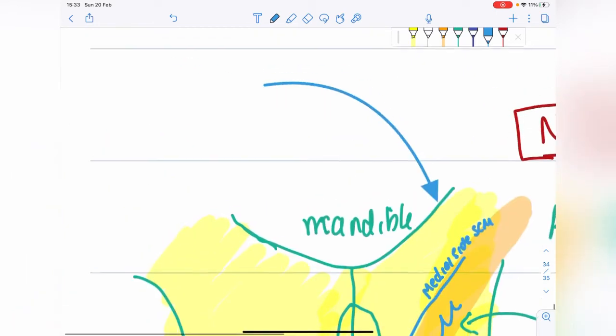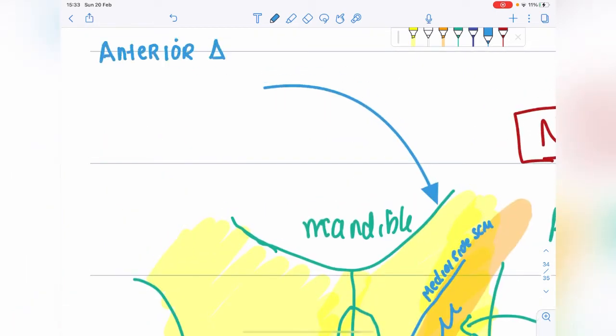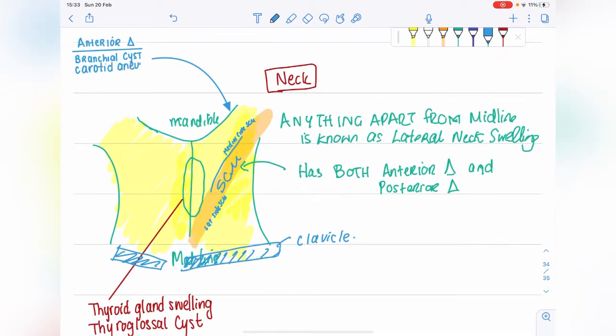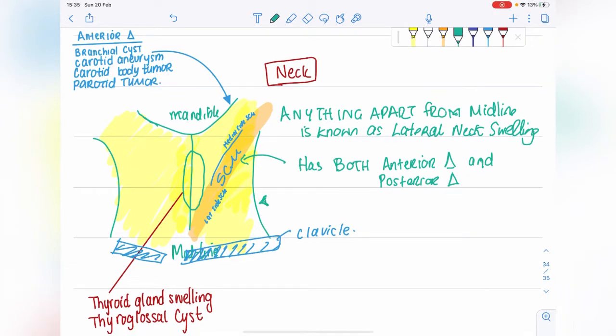What are some anterior triangle neck masses? Well, the anterior triangle neck masses include a branchial cyst, a carotid aneurysm, a carotid body tumour, and also a parotid tumour. Remember, a parotid tumour will present there in front of the ear, and it can also metastasize.